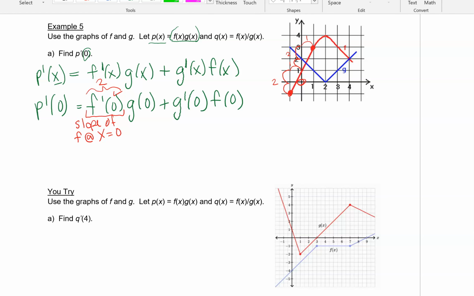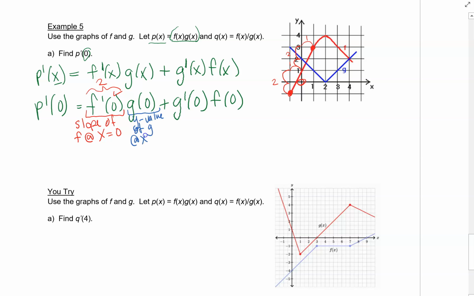And then g of 0 is the value of g. This is just the y value of g at x equals 0. So then you just find the g function at x equals 0. It's right there. It's at 0, 2. So that's my value for g of 0. G prime of 0 would be the slope of g at 0. So let's get this out of the way. So I can see that for all of this left side of the graph to the left of 2, which includes 0, it's going down 1 over 1, down 1 over 1. So the slope is -1.